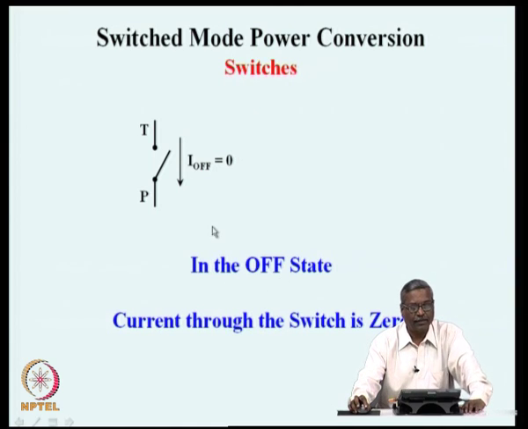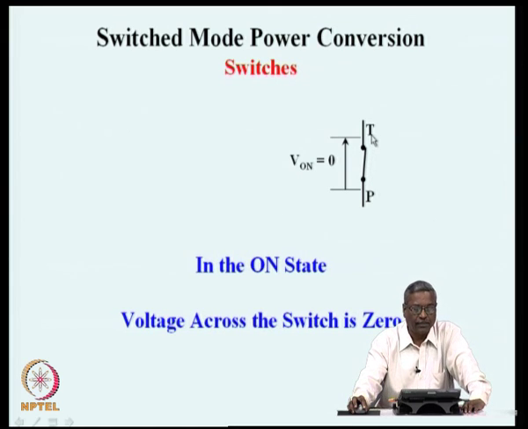In the off state, the important characteristic of the switch is that the current through the switch is 0. This is the fundamental property of the off state. The current through the switch is 0. We would say that I off, the current in the off state of the switch, is 0. There is no current flowing from the throw to the pole or from the pole to the throw. This is the off state, and the most important feature of the off state is that the off state current is 0.